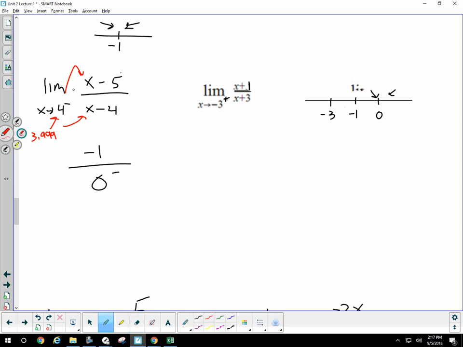So I could have literally just plugged in 4 here, not cared about 3.999. But here, make sure you care about the 3.999. So you get negative 1 over something very small and negative, so you get something very large and positive. Okay, do the next one. Now that we know that if you get something other than 0, you don't care if it's from the left or from the right.